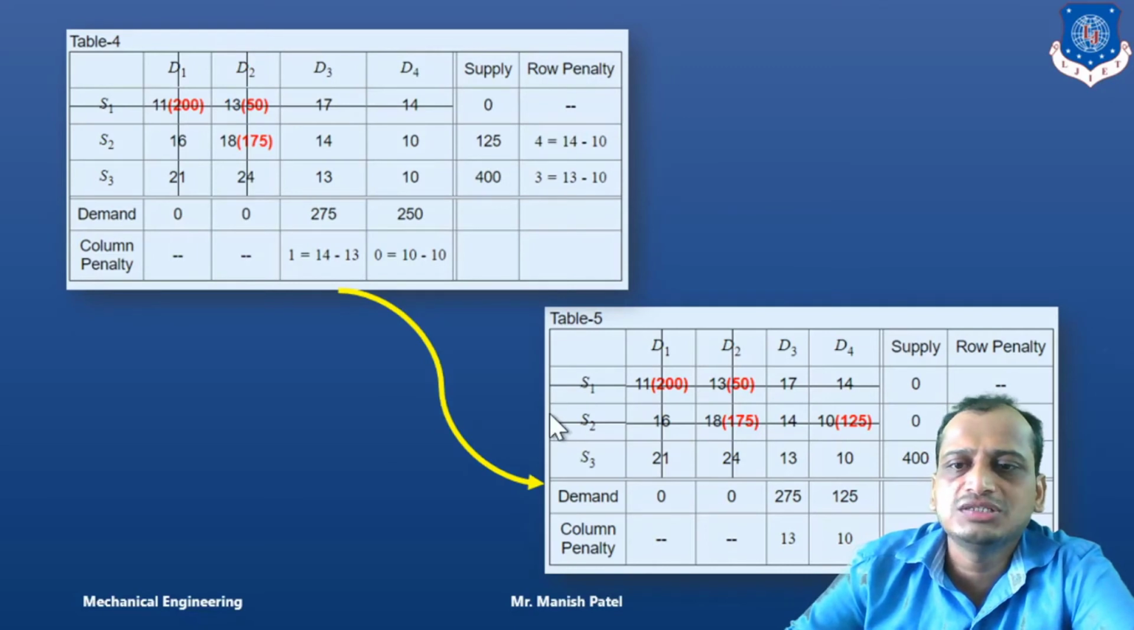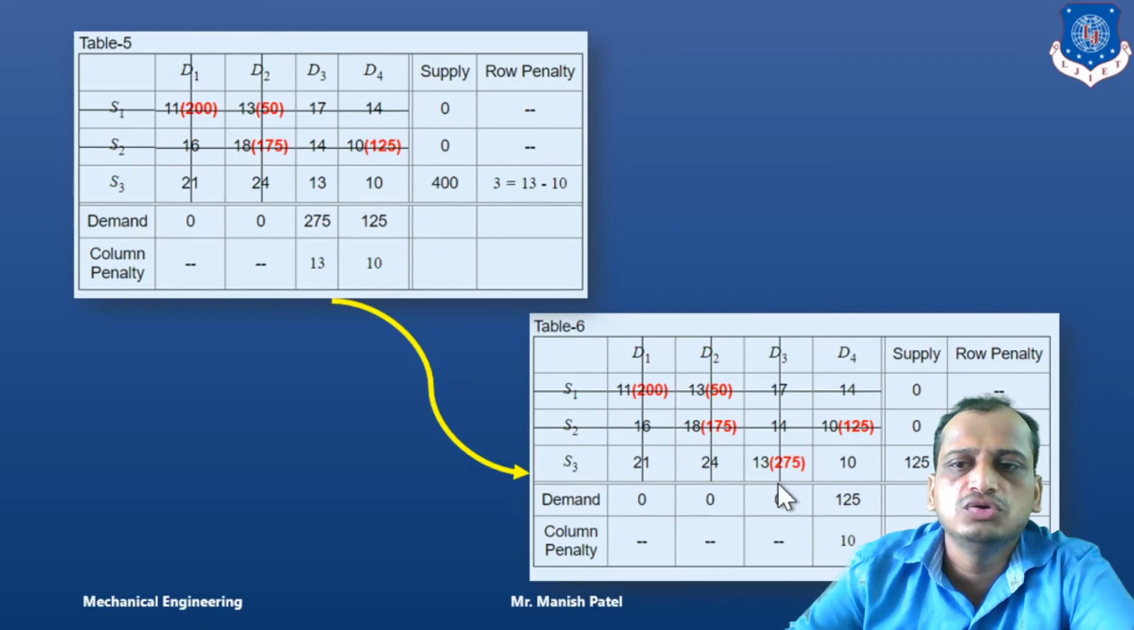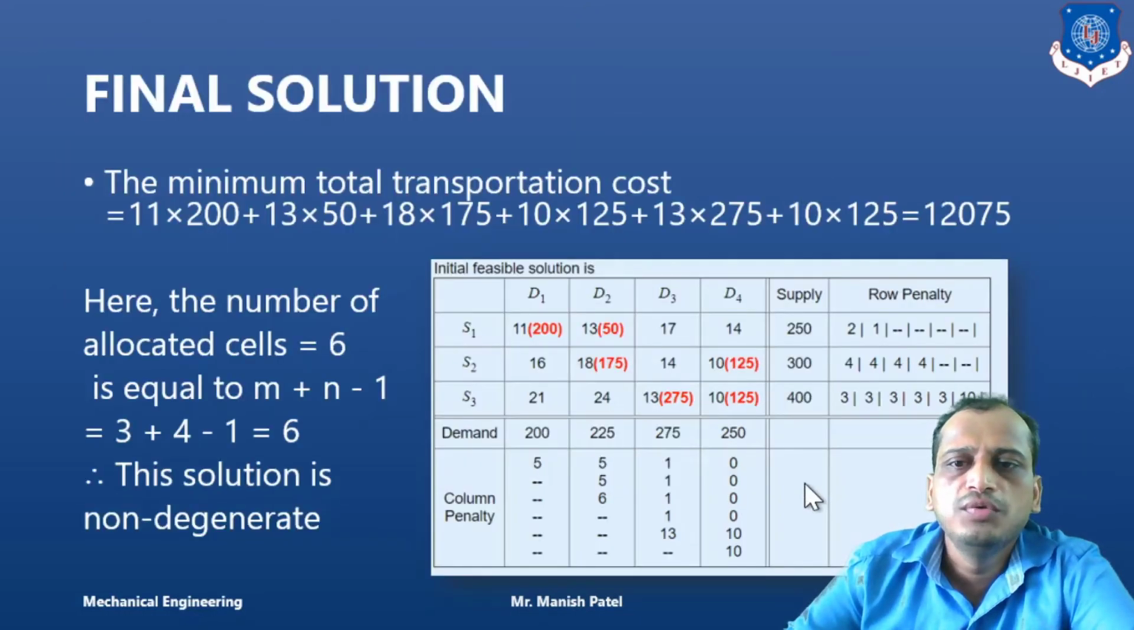So the supply side constraint is fulfilled. Right? 250 minus 125 comes out to be 125. So if you see here, only 2 cells are left, with 275 and 125. If you add both of them, you will get 400. So you can easily allocate 275 here and 125 here, so you get 400 as the supply constraint. That is why we have arrived at the final solution here, which has 6 allocations.